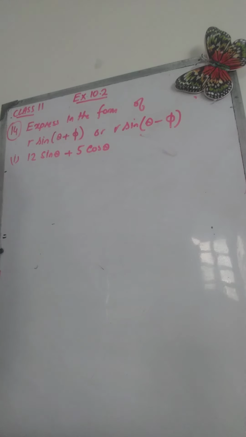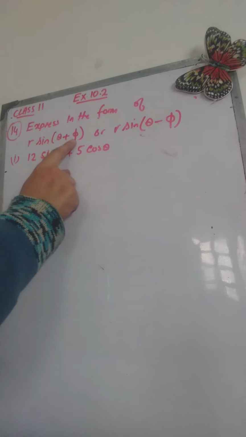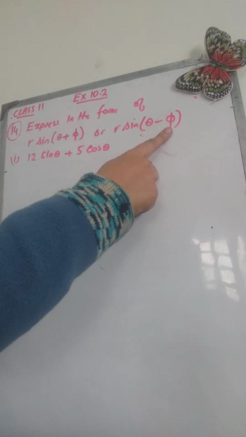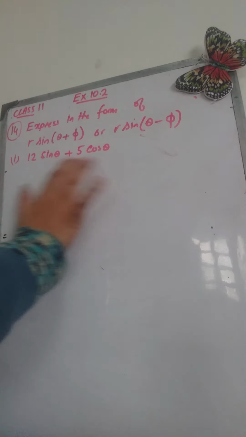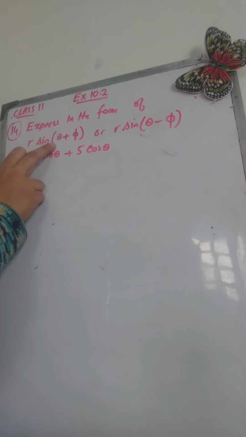Now the next question is question number 14. What we have to do is they have given us some expression of this form, and we have to express it in the form of r sine theta plus phi or r sine theta minus phi. We have to bring this expression into this form. Either this or this, you have a choice of two.